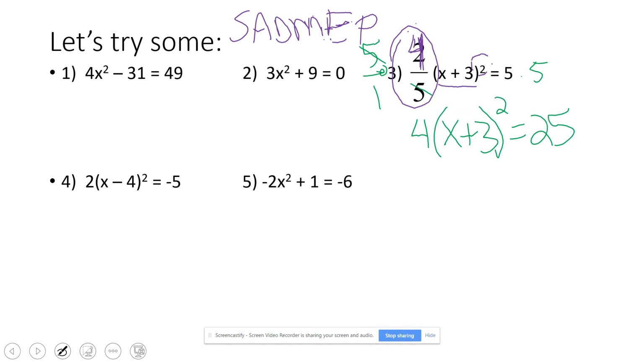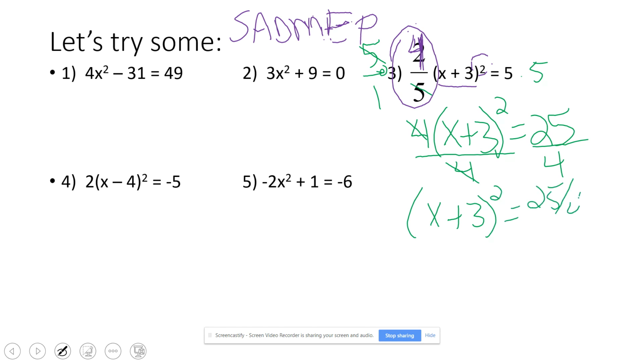Now remember, there's more than one way to do this. I'm just taking it step by step. Now I have 4 times those parentheses. So the opposite is divide both sides by 4. And we have (x plus 3) squared is equal to 25/4. I don't want to make that into a decimal. I want to leave that as the fraction. And you'll see why in just a minute.